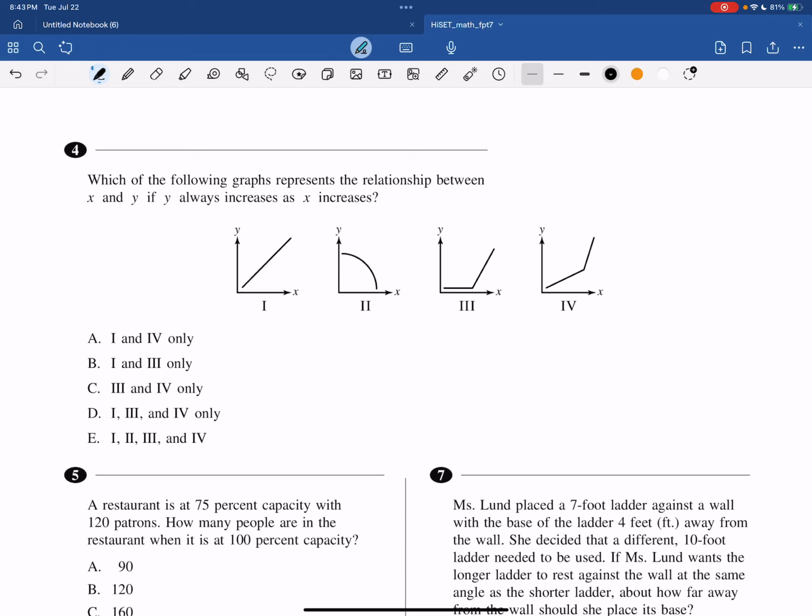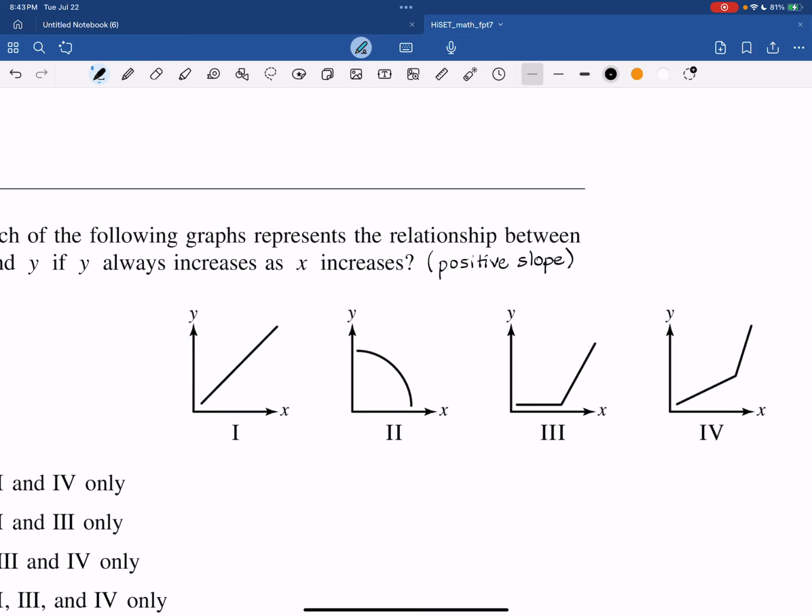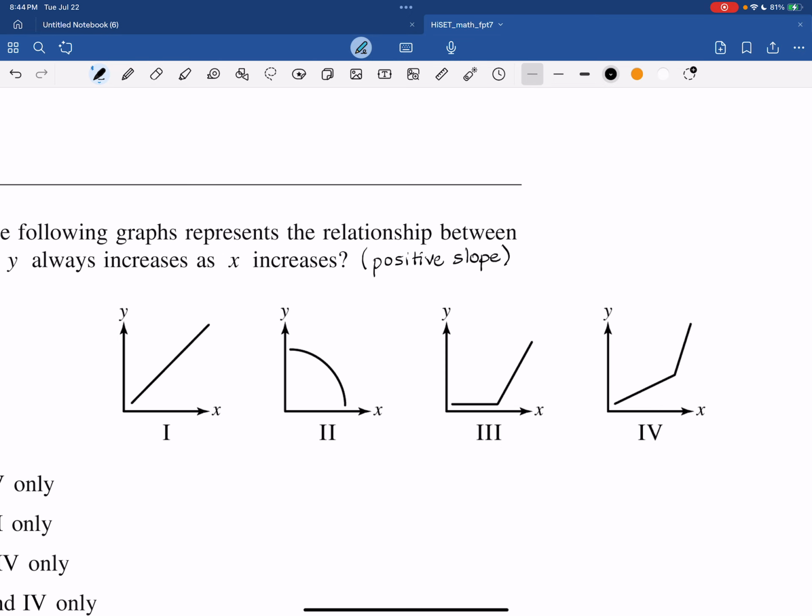Let's take a look at number 4. Which of the following graphs represents the relationship between x and y if y always increases as x increases? So another way to think about that relationship is a positive slope. So I am looking for something with a positive slope where y is rise, x is run. And I have 4 graphs to consider.